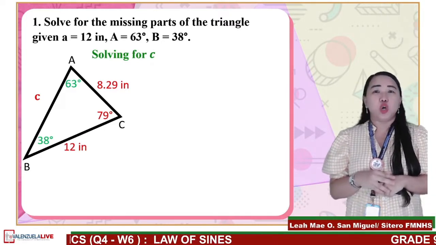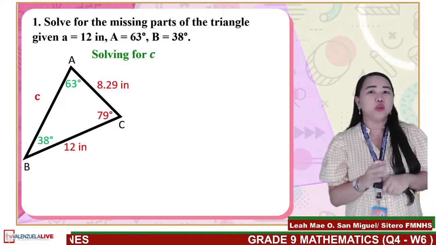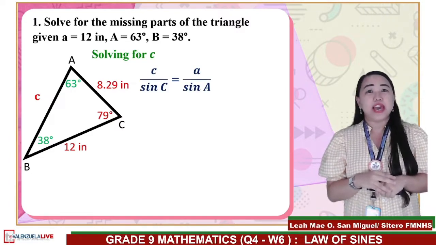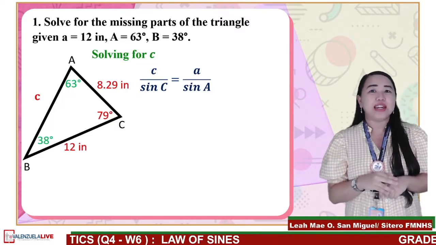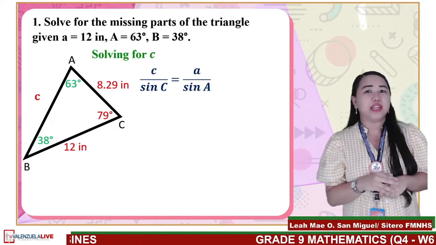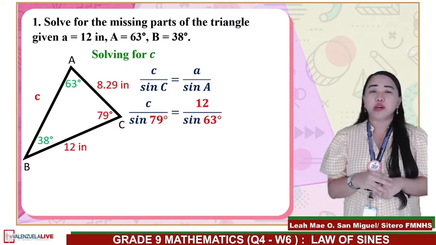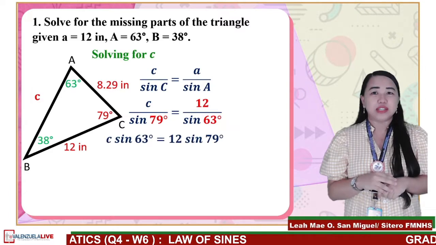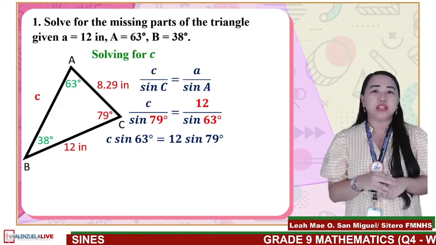In solving C, use the law of sines with the ratio containing the unknown side and the ratio containing the known side and its opposite angle. That is, C over sine C is equal to A over sine A. The length of side A, angle A, and angle C are known. Substitute the values: C over sine 79 degrees is equal to 12 over sine 63 degrees. By the cross multiplication property, we get C times sine 63 degrees is equal to 12 times sine 79 degrees.